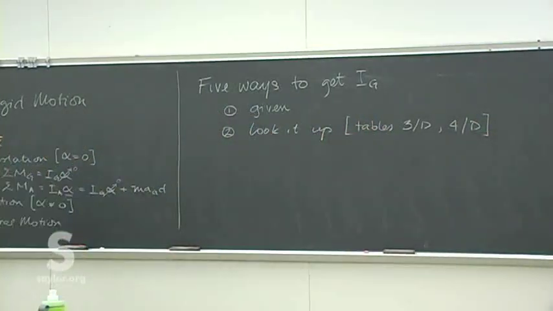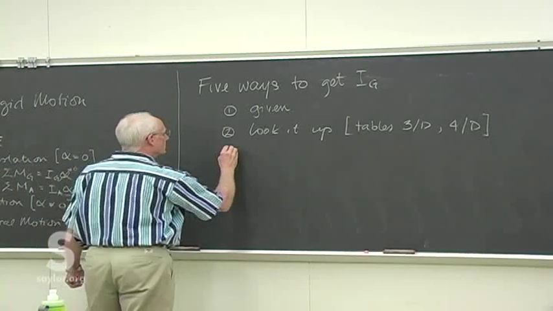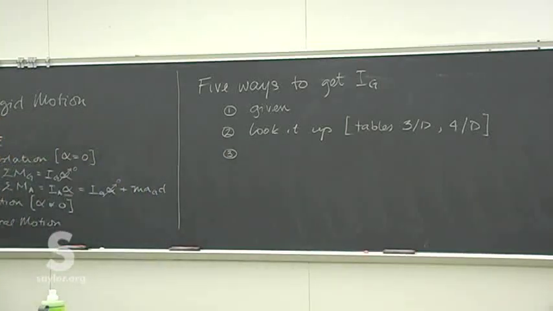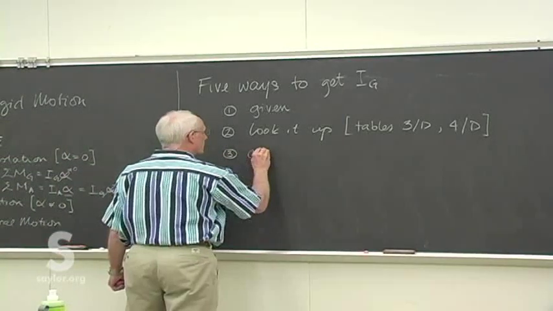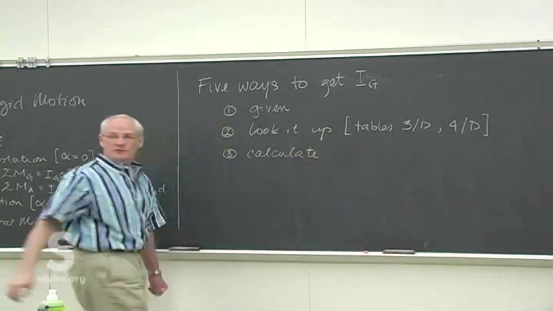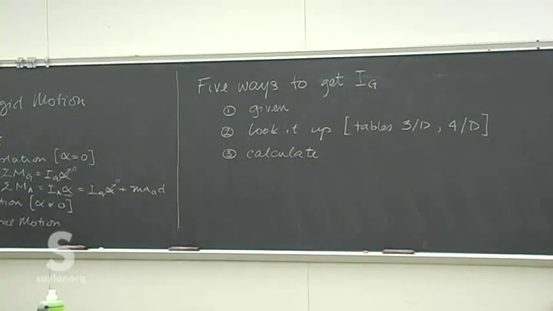So if it's just an ordinary regular shape, go there for the moment of inertia, particular simple shapes. If it's neither one of those, you might need to calculate it. And that can take 2 forms. One, you might need to integrate it directly, right from the definition of the moment of inertia. Integral of r squared dm.